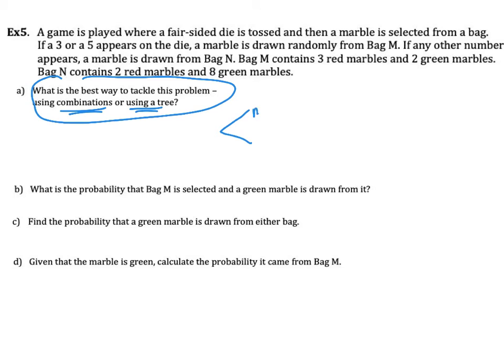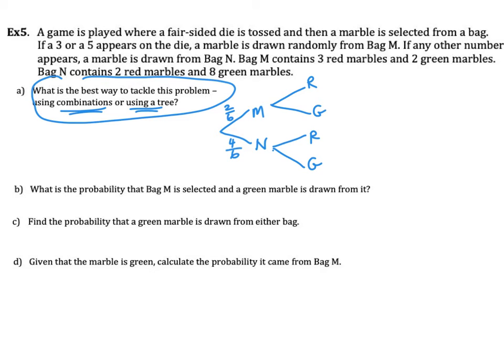You're either going to go to bag M or you're going to go to bag N. If a 3 or a 5 appears on the die, then you go to bag M. Well, that's a 2/6 chance that you're going to go to bag M. That means there's a 4/6 chance that you're going to go to bag N. Once you're in bag M, you're going to choose a red or a green marble. Once you're in bag N, you would choose a red or a green marble.